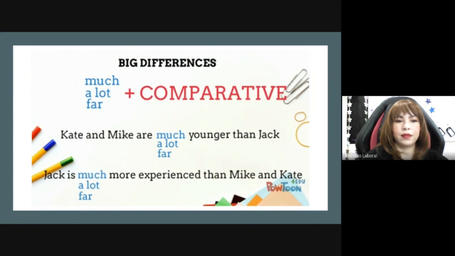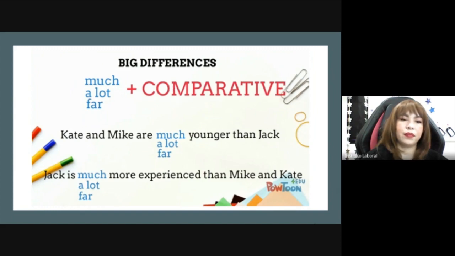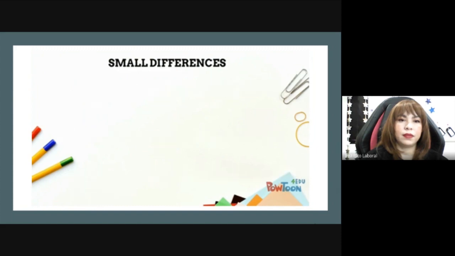And one more example with adjectives of more than two syllables. Jack is much more experienced than Mike and Kate. Jack is a lot more experienced than Mike and Kate. Jack is far more experienced than Mike and Kate.